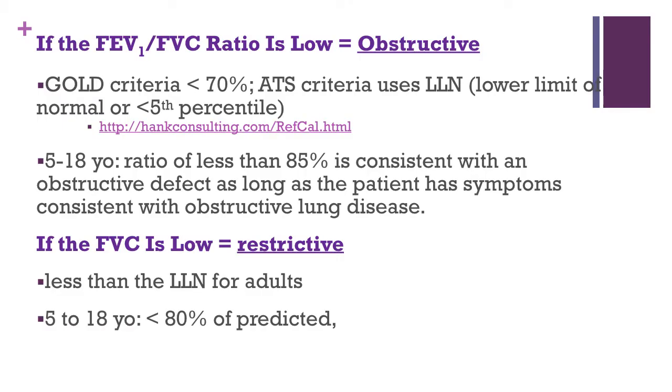So when we're interpreting that, if the FEV1 to FVC ratio is low, we've got obstruction. If the FVC is low just by itself, then we've got a restrictive lung disease. So if it's low, it is less than the lower limit of normal. So that's really the big important distinction. The FEV1 to FVC ratio indicates obstruction, and the forced vital capacity is a marker of just restriction.